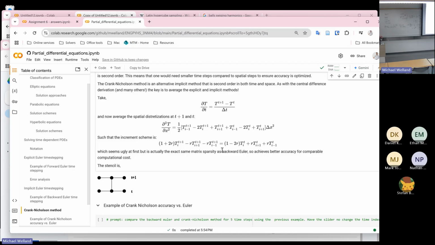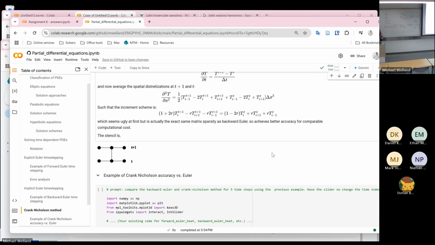It looks ugly, but it turns out that it's the exact same matrix structure. Because again, all you've got is T to the left, T in the middle, T to the right, and some combination of things behind it. The stencil now looks complete because we've literally got both on either side.